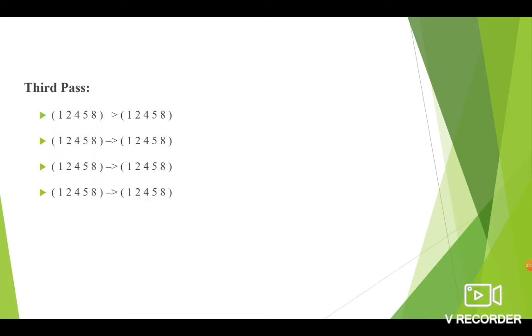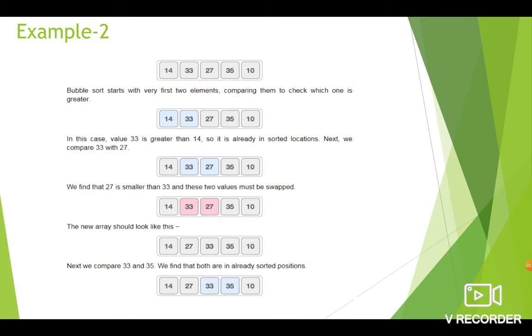Like that we go for the third iteration, the third pass. Again we are repeating the same steps. We are comparing the first two elements, 1 and 2. They are in order, no need of swapping. Second and third, they are in order, no need of swapping. Third and fourth, again they are in order, no need of swapping. 4 and 5, again the elements are in order, no need of swapping. So the final sorted list contains the elements 1, 2, 4, 5, 8. So this is the end of bubble sort.